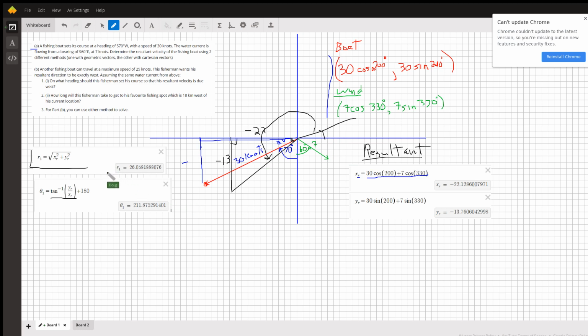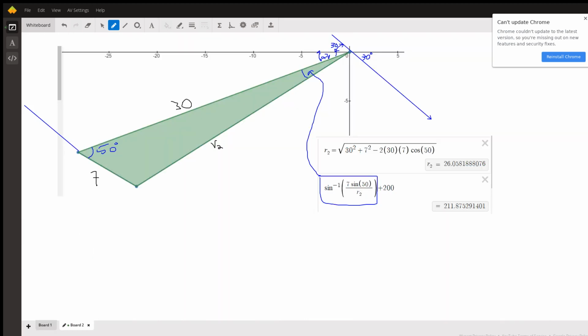So there are the components of the resultant vector. You could convert to a bearing if you wanted to. We know that theta 1 is 211. We could subtract that from 270 and get that it's south 50 some degrees west. Okay, but that's what we're going to focus on when we go to the second board, those two values right there. So let's go to board 2.